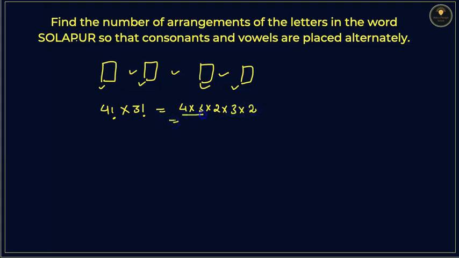So you will get the value as 4 3s are 12, 2 2s are 4, 4 3s are 12. So we'll write 12 into 12, which is equal to 144. And that's the answer that you will get.